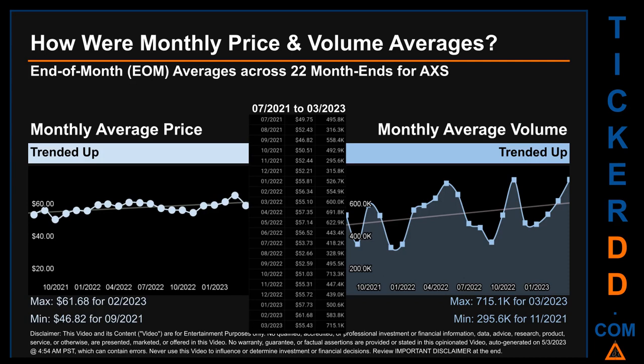The maximum end of month average price was $0 for false while the minimum was $0 for false. Looking at volume, false and false respectively saw the highest and lowest monthly average volume at 0,000 and 0,000.